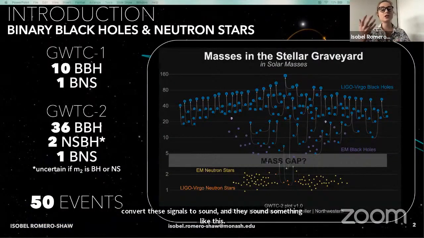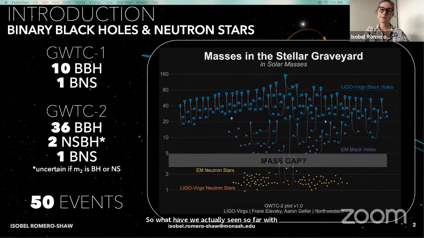So what have we actually seen so far with gravitational waves? Well, in their first observing run, LIGO and Virgo, the gravitational wave detectors, reported 11 compact binary mergers from the first gravitational wave transient catalogue. And they then reported 39 in their second catalogue, making 50 reported events overall. This diagram shows compact objects that we know about in the universe, including the LIGO and Virgo observations. And we clearly have a lot of these observations.